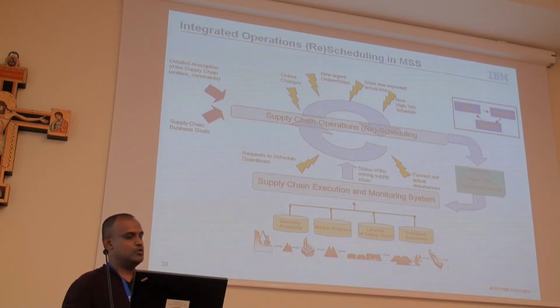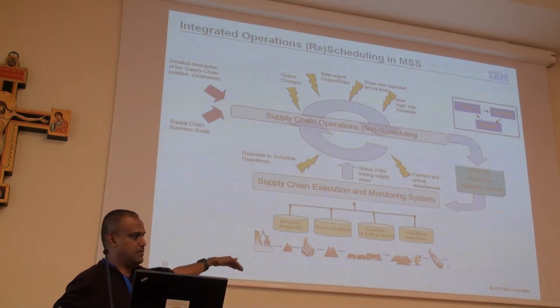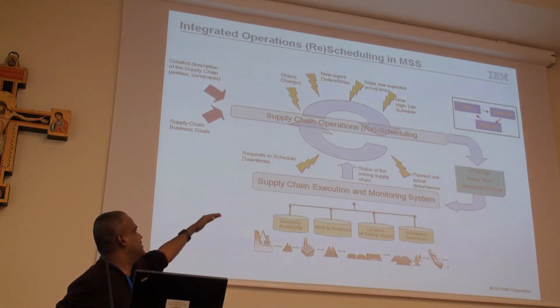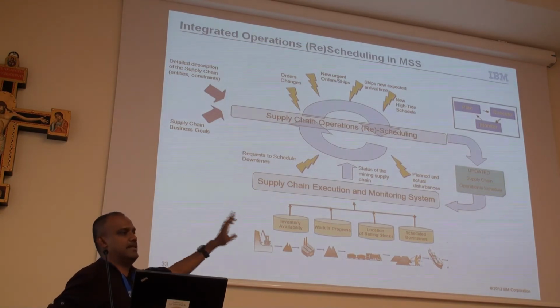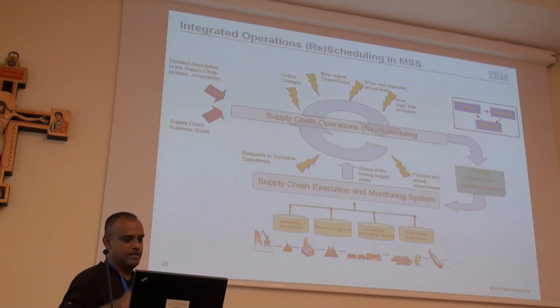And so we assume there is a supply chain execution and monitoring system out there, which IBM also has, but we assume that they have it. And then once we get the status, there are a lot of other things that can go wrong, and we'll be able to reschedule and get it in a very quick way.